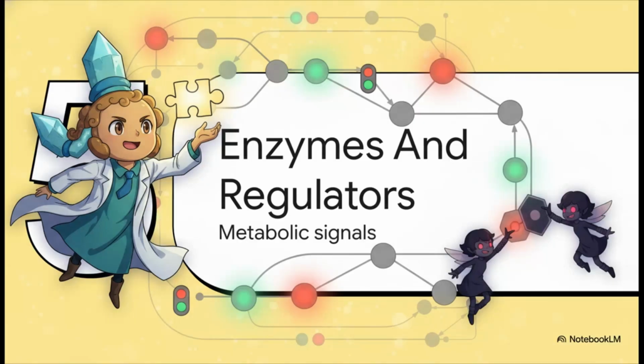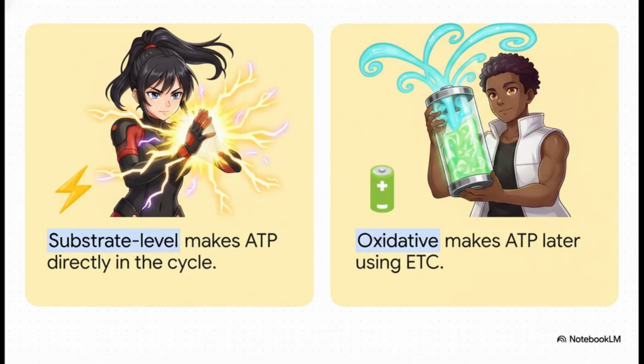Moving right along to Section 5, enzymes and regulatory inhibitors, metabolic signals. So the crucial point for exams is distinguishing between how energy is actually made. During the cycle itself, the enzyme succinyl-CoA synthetase releases coenzyme A. That release creates enough potential energy to convert GDP to GTP. Then an ADP molecule essentially comes along and pickpockets that phosphate to become ATP directly. That process is called substrate-level phosphorylation.